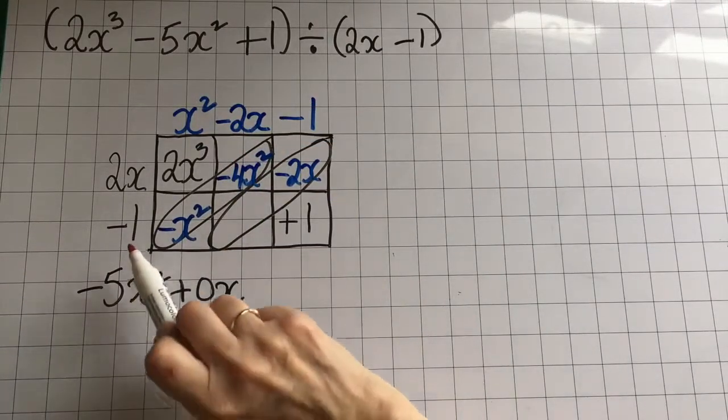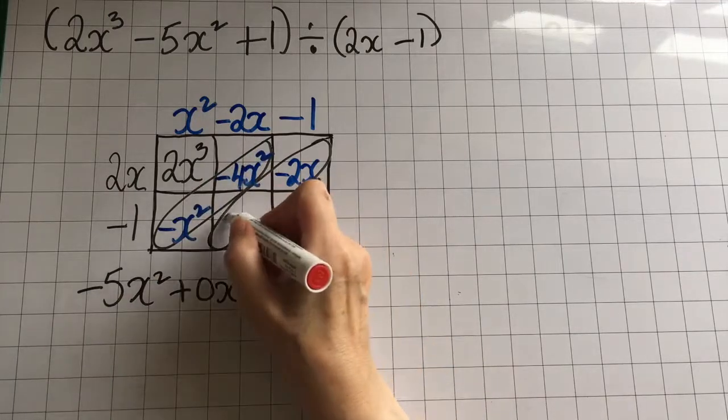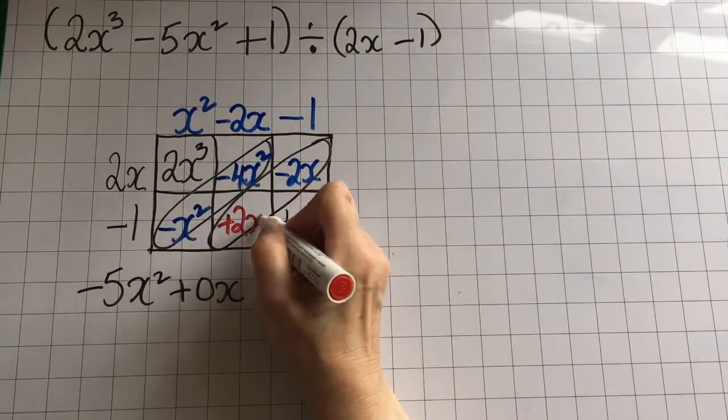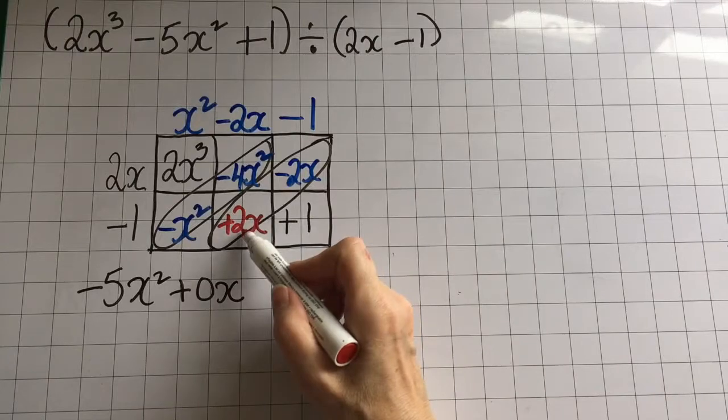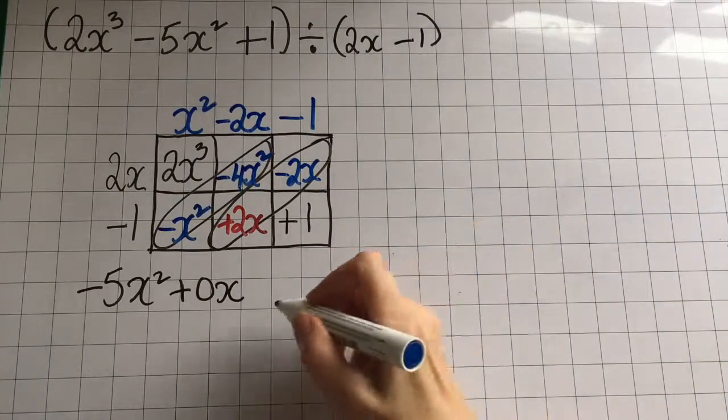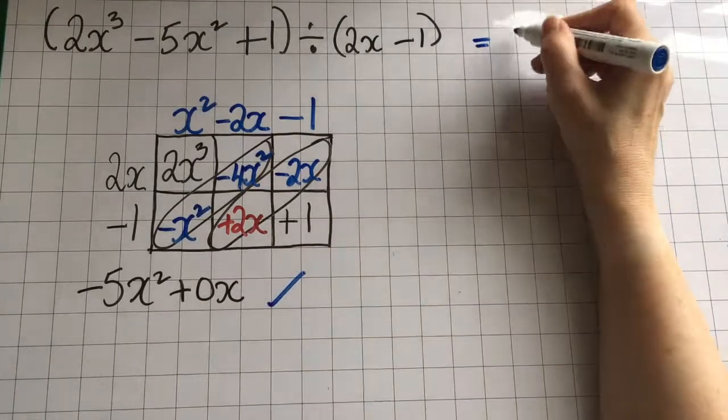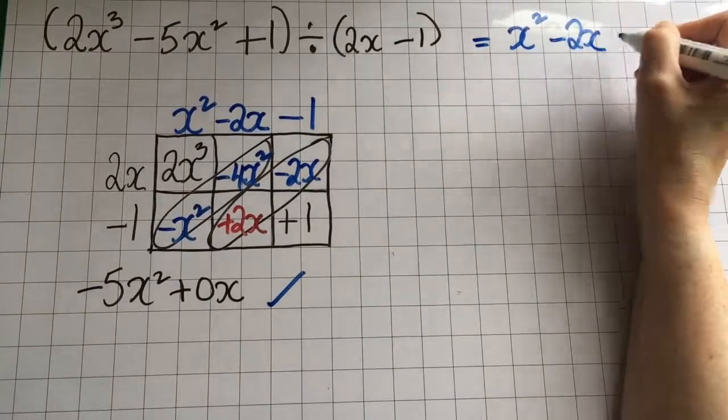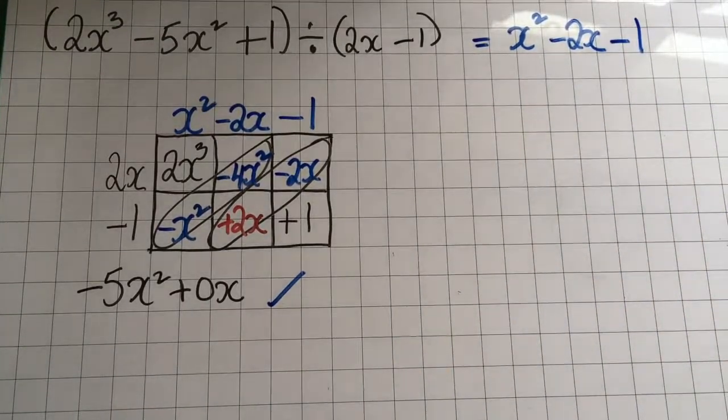Now I've got the answer, but we like to do a check. Minus 1 by minus 2x gives me plus 2x. And adding along that diagonal, yes, it gives me 0 x's, so I'm correct. And I can write down my answer, x squared minus 2x minus 1.